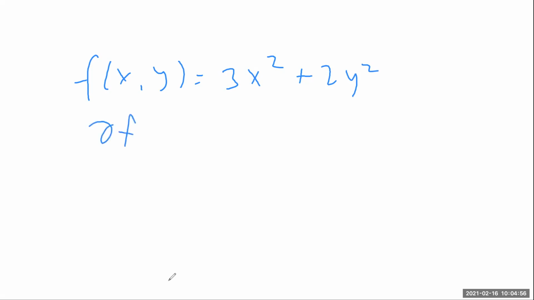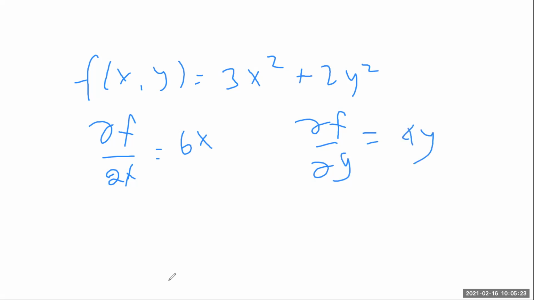Now tell me what is del f del x? 6x. 6x, correct. This one is still 6x. Tell me del f del y. 4y. Very good. So you know the partial derivative. Wow, super. So I have no worry in that case, right? So now you have the first derivative here, you have no problem, right? Supposed to be.